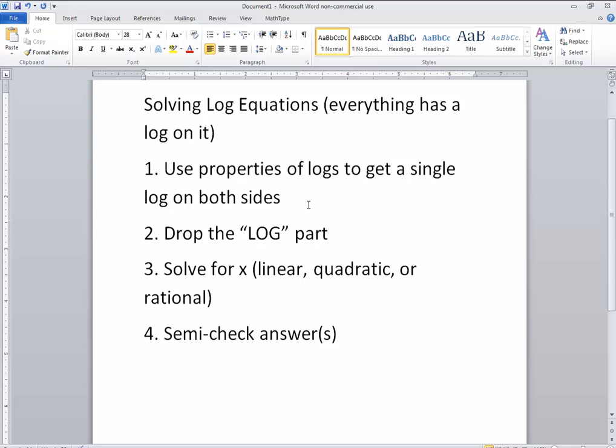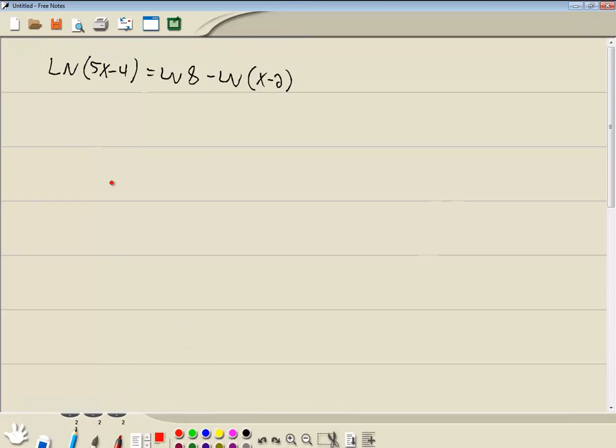Use properties of logs to get a single log on both sides. We have a single log on the left side, so we're fine there. But over on the right side, we can do something. So I've got natural log of 5x minus 4 equals natural log. And remember, subtraction becomes division. So this becomes 8 over x minus 2.